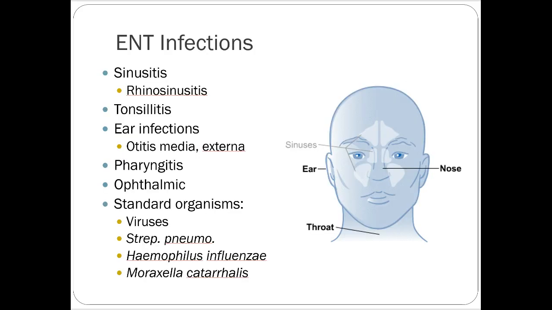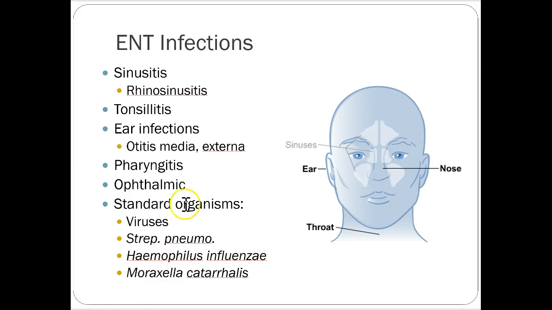ENT infections, so you've got sinusitis, tonsillitis, ear infections, pharyngitis, ophthalmic infections, and a lot of other stuff that can happen. There's really a group of standard organisms that applies to basically all of these infections. That's going to be, one, viruses, first of all. So most of these things are going to be caused by viral sources. So antibiotics for anything ENT is always a little bit of a gamble. You don't necessarily know if the patient really needs it, but sometimes the diagnosis can be really tricky. From what I understand, not that I do that, it can be difficult to know if you've got a firm diagnosis of bacterial versus viral.